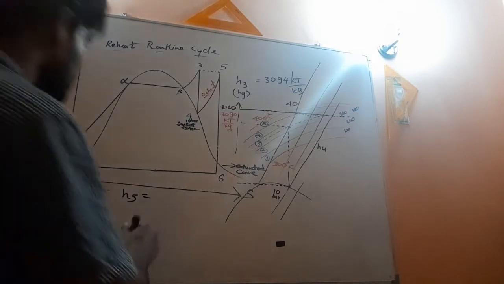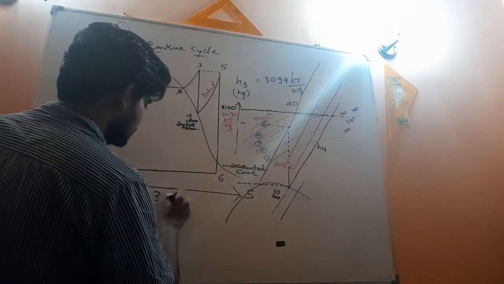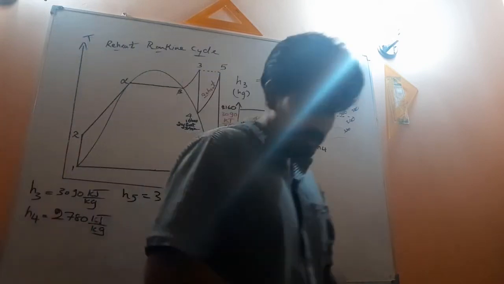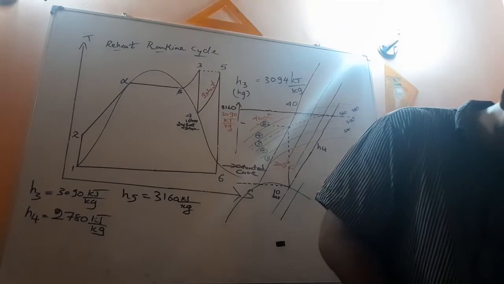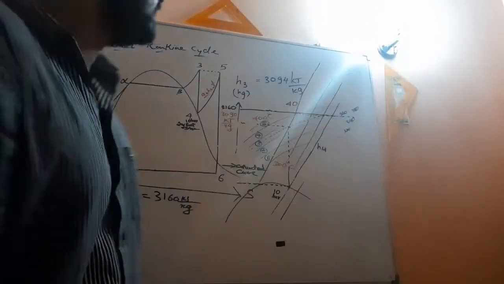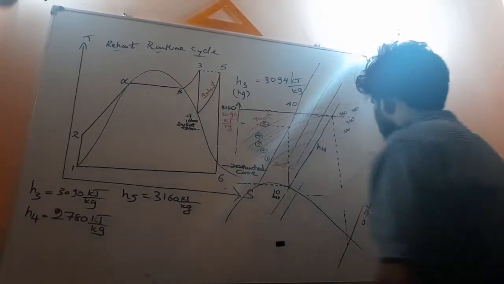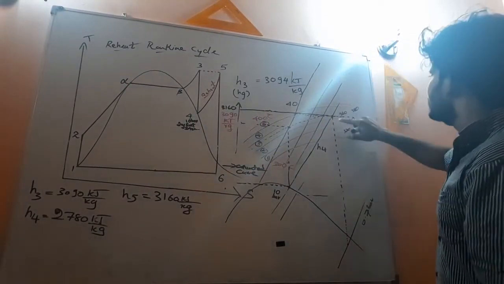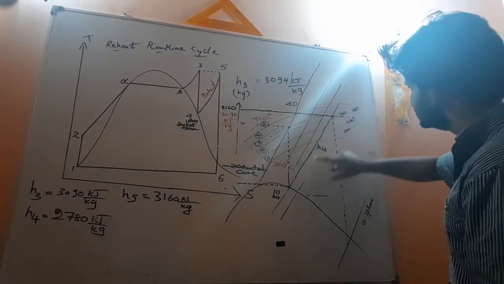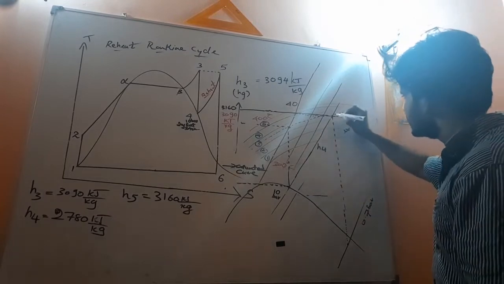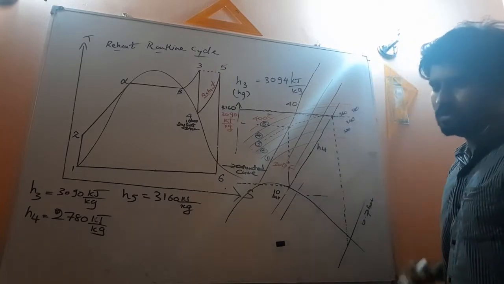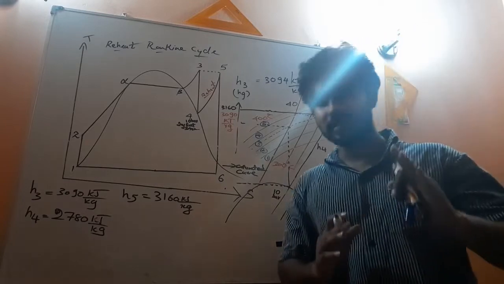What is H5? 3160 kilojoules per kilogram, right? So now what is the next? The intersection of the 350 degrees Celsius temperature line with the 10 bar pressure line is the point over here. So this point is the inlet condition of the second turbine, right?